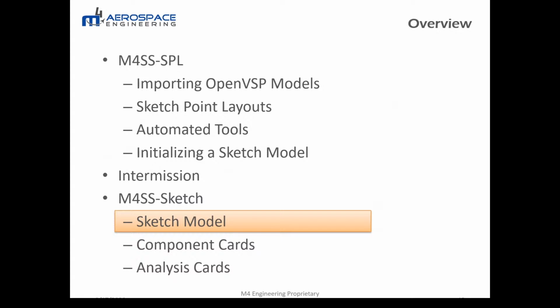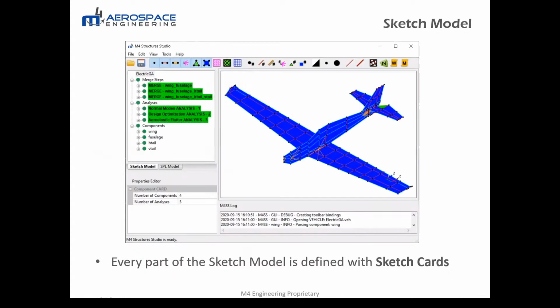So now onto sketch models. Here we have the Structure Studio UI. Right now we're looking at it with the sketch model view activated. Every part of the sketch model is defined with sketch cards. For example, to define a material, you would add a mat card, or to define a control surface, you might add a control sketch card.